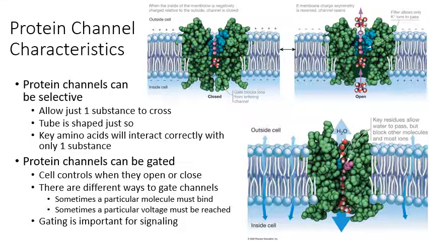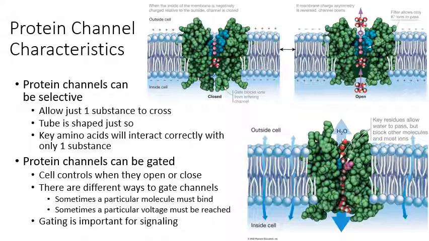The way that the protein channel achieves that selectivity is by its shape and by the chemistry of the amino acids that are facing into the tube. So the tube will generally be shaped so that it kind of perfectly fits the substance that's supposed to cross it, and other things that are a bigger size can't get through. Also, the chemical characteristics of the amino acids that are facing into the tube will also help select for things.